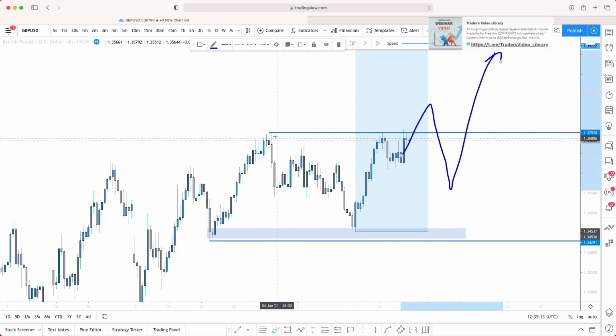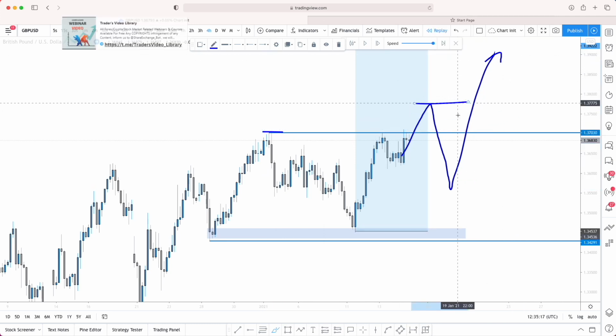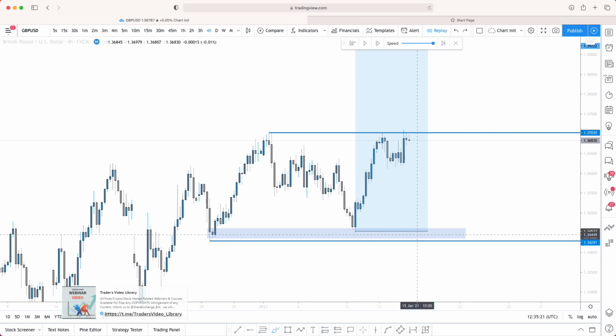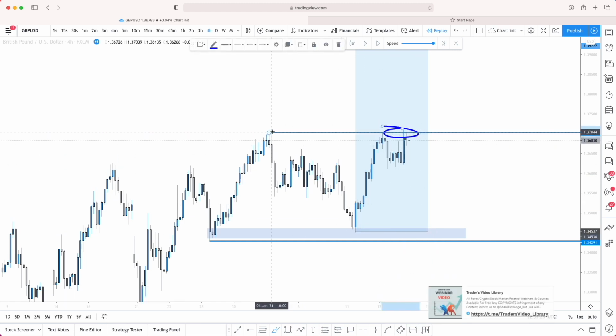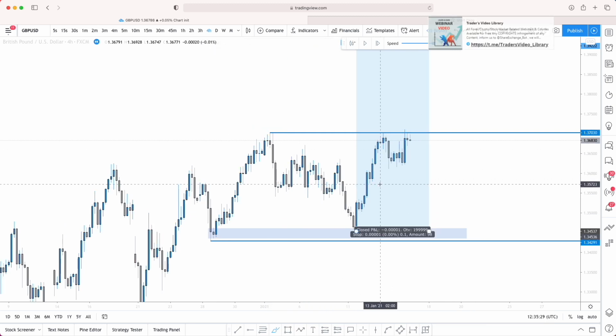So yes, you can take partial at this point, then take partials at that point, and continue to hold the trade until you get stopped out. That's one way of taking it. Alternatively, you can just place your target here at the structural high and let price hit TP. That's if you're using a risk entry.